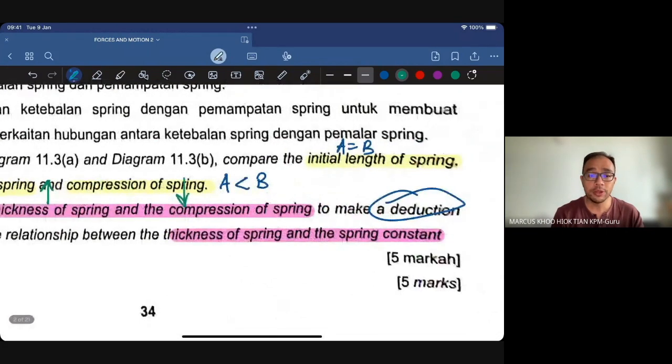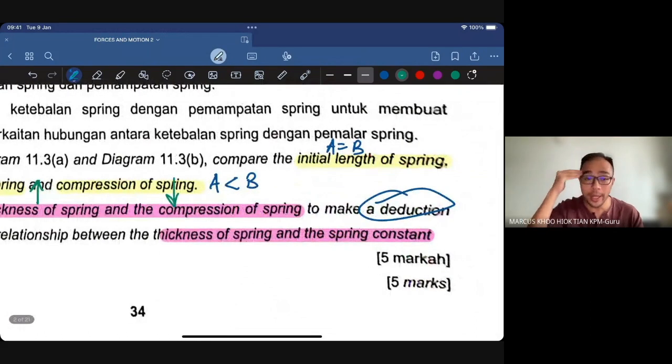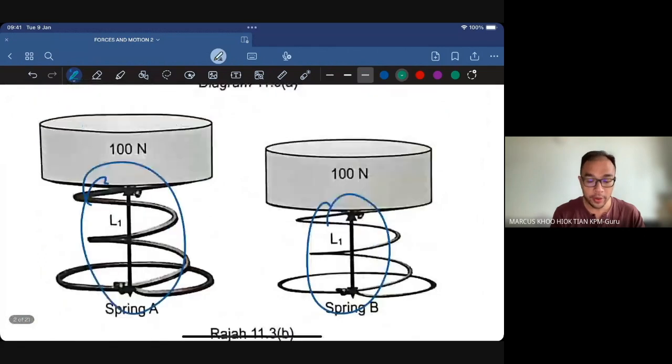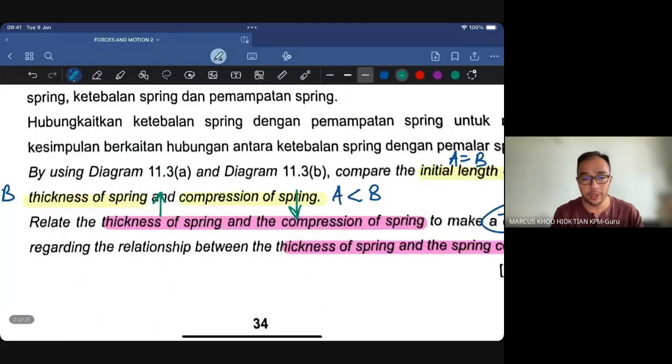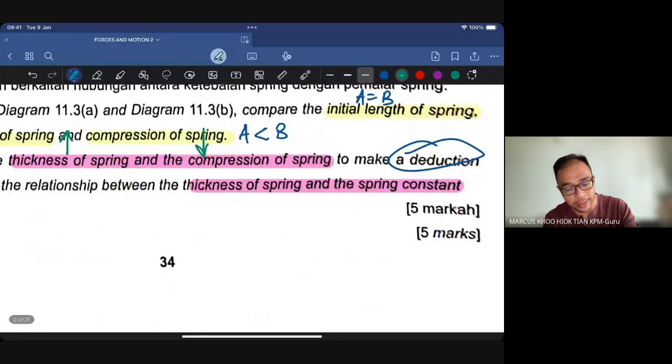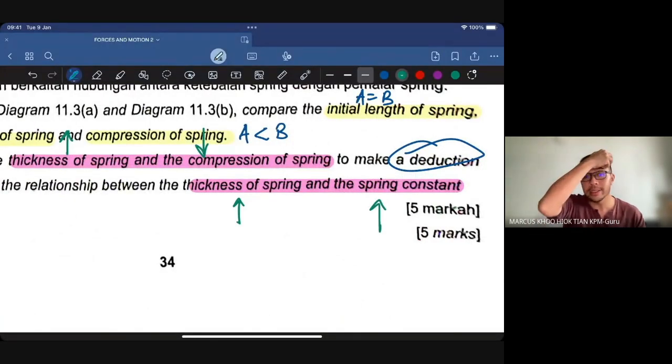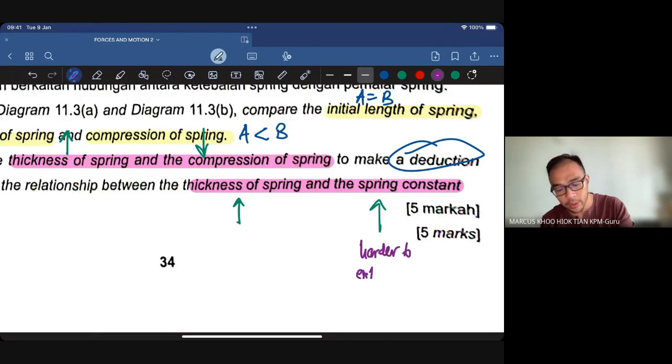And then the relationship between the thickness and the spring constant. This is the only one that you have to know the physics behind. Daripada 5 markah ni kan, 4 markah, you can get from just observing. Just observe the situation over here. So of course, in terms of the spring constant, you have to remember this. The bigger the thickness of the spring, the bigger the spring constant. Bigger spring constant means harder to compress. Just some extra notes: bigger spring constant means harder to extend or harder to compress.